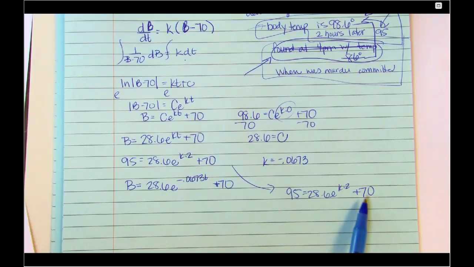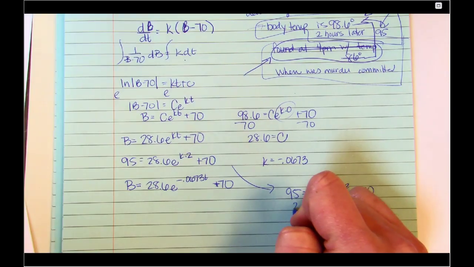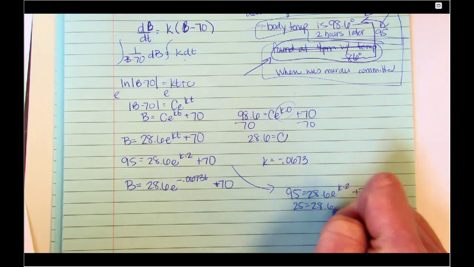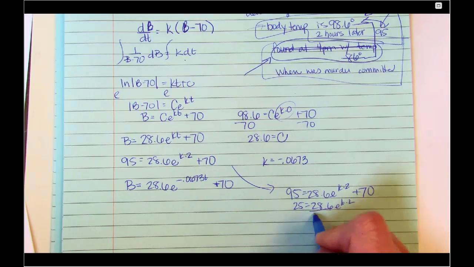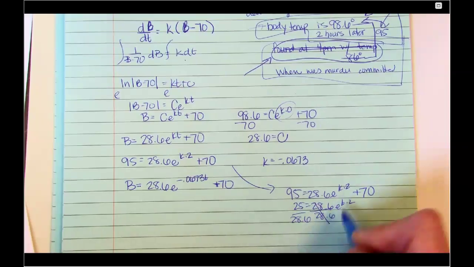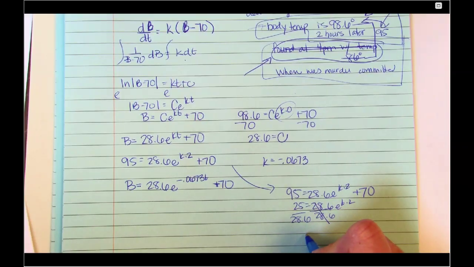What math are you going to do here? Subtract 70. So that is 25 equals 28.6 e^(k times 2). Now what? Divide by 28.6. Right? So you're going to get a decimal, something ugly, 0.874. Then natural log both sides.